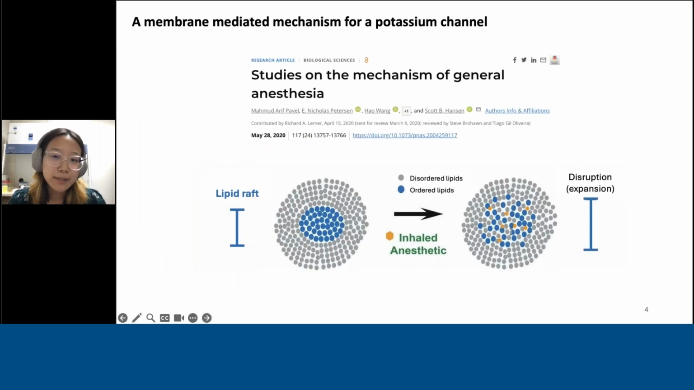And when I first joined the lab, the Hansen lab had just published a paper on the membrane-mediated mechanism for the TREK-1 channel in general anesthesia. And for the first time in the past two decades, the focus of anesthesia shifted from the channel itself to its local environment on the membrane. To get a better idea, let's zoom into the molecular level of the membrane.